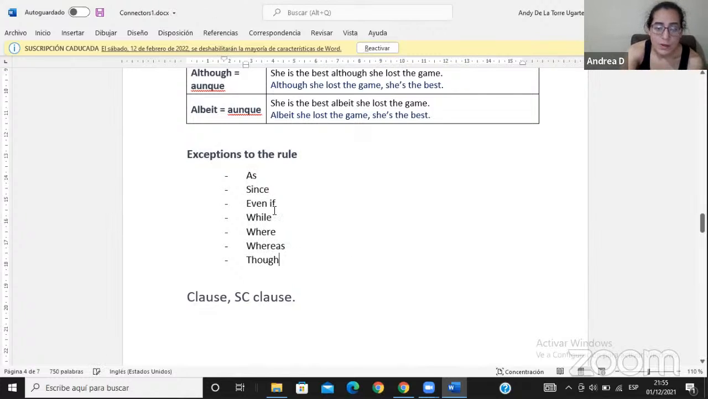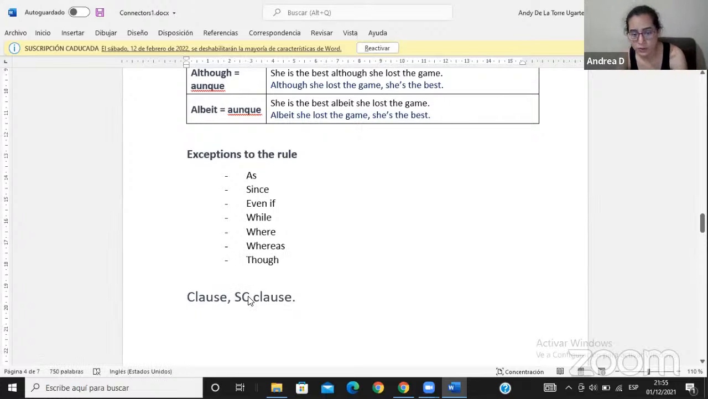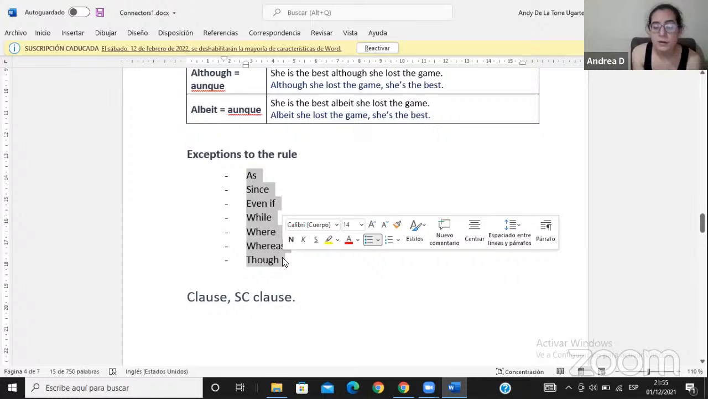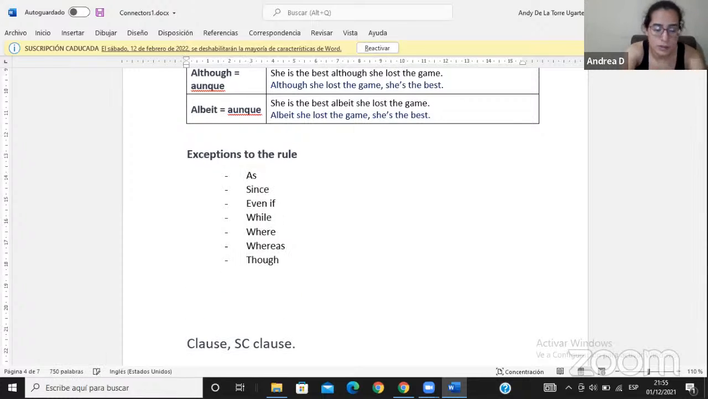So when you have these words, even if the word is at the middle of the sentence, we still need to use a comma, only when we have these words. So basically you use a comma every time you use one of these words. It doesn't matter if it's at the beginning or at the middle. For example, let's change the sentence.